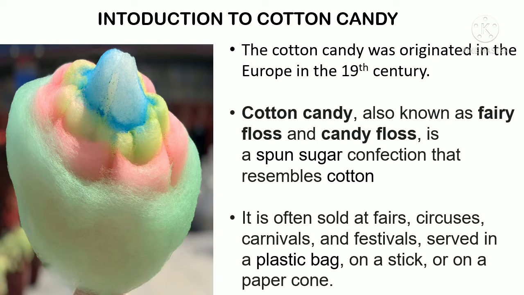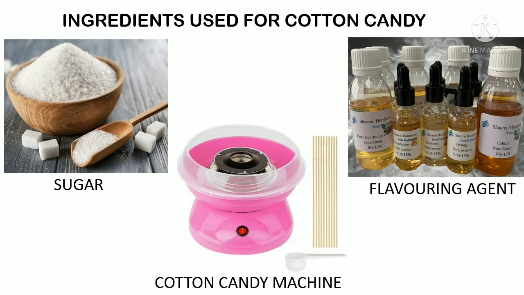Cotton candy originated in Europe in the 19th century. Before that, the concept was even introduced in the 15th or 16th century, but the term cotton candy was introduced in the 19th century. Cotton candy, also known as fairy floss and candy floss, is a spun sugar confection that resembles cotton. It has different names in different countries, and it is usually sold at fairs, carnivals, circuses, festivals, and in plastic bags, mostly on a stick.